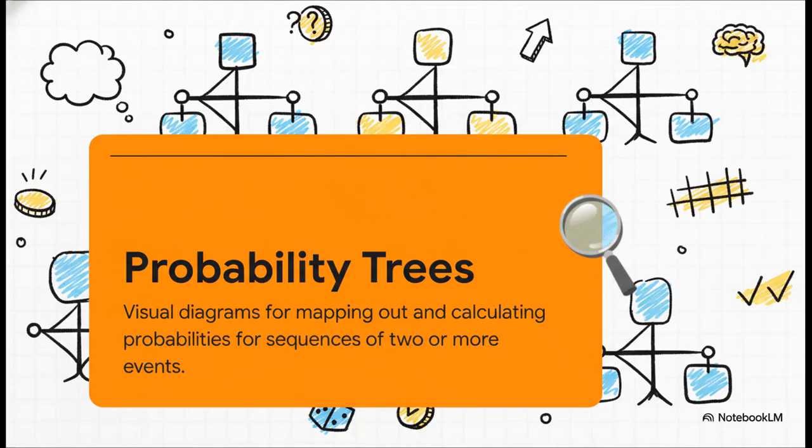Probability trees. Okay, these are your roadmaps. Anytime you have a problem with multiple stages, especially when the odds change as you go, like pulling marbles from a bag and not putting them back, this is your go-to. Just remember the golden rules. You multiply along the branches for one specific outcome, and you add up the different branches if there's more than one way to win. Simple as that.